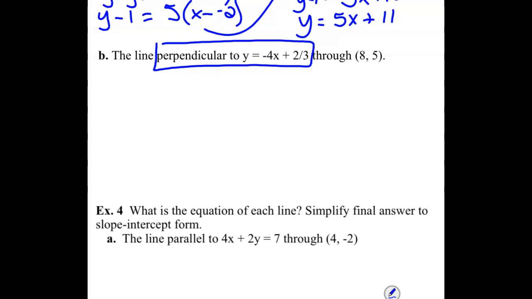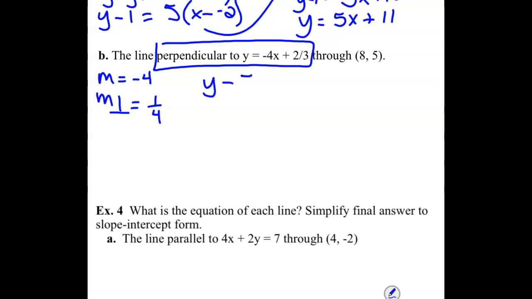Okay, so perpendicular, we know slopes need to be reciprocals and opposite signs. What is the slope of the original line? -4. We want the perpendicular slope. So we're going to flip it over. Instead of 4 over 1, we're going to have 1 over 4. And instead of negative, we're going to have positive. Yes? All right, let's dump it in.